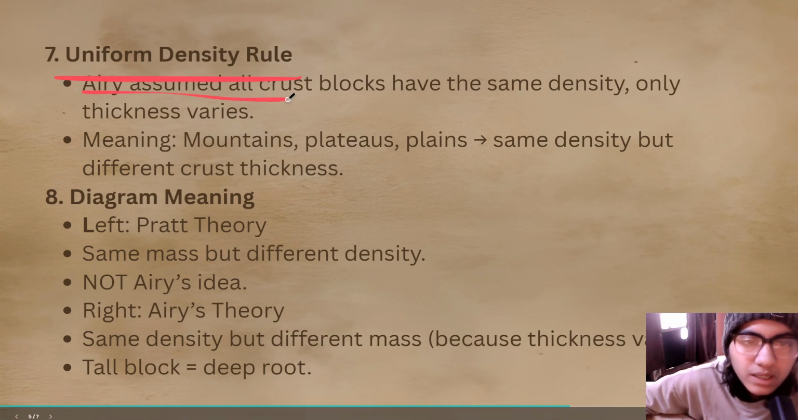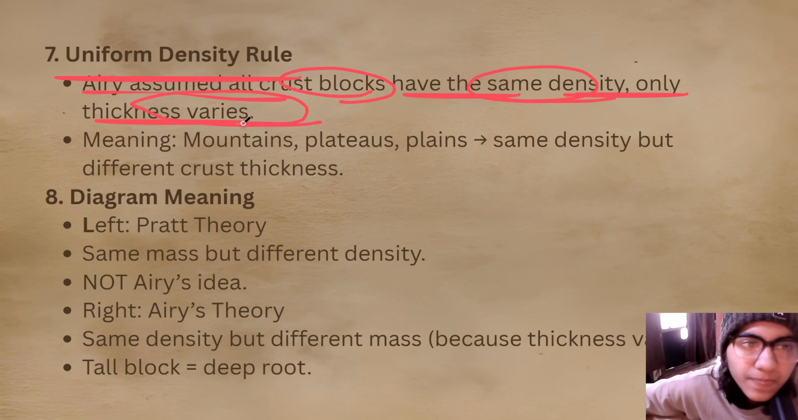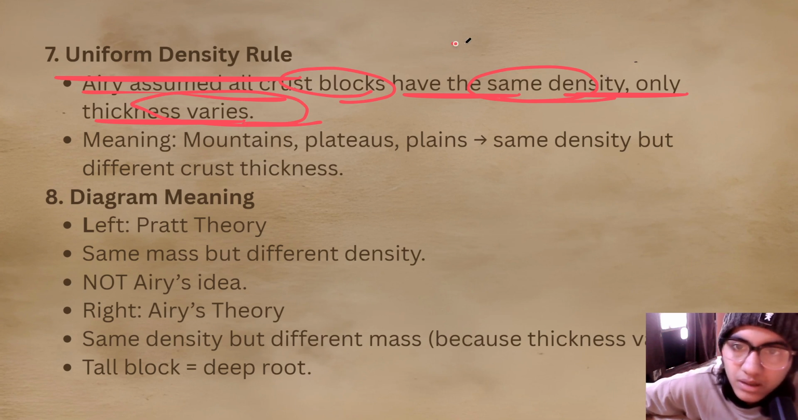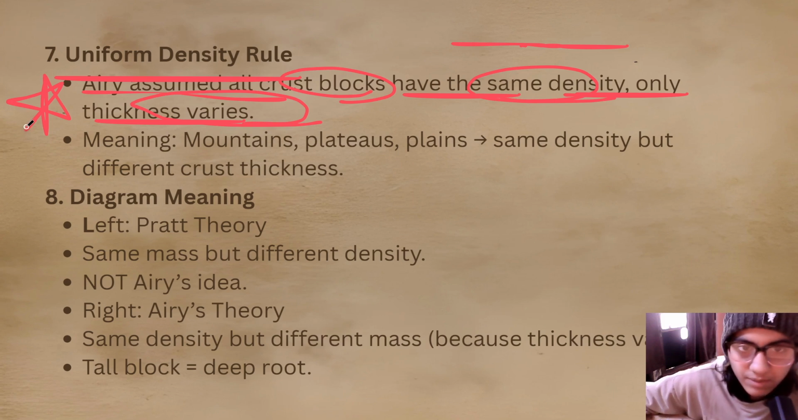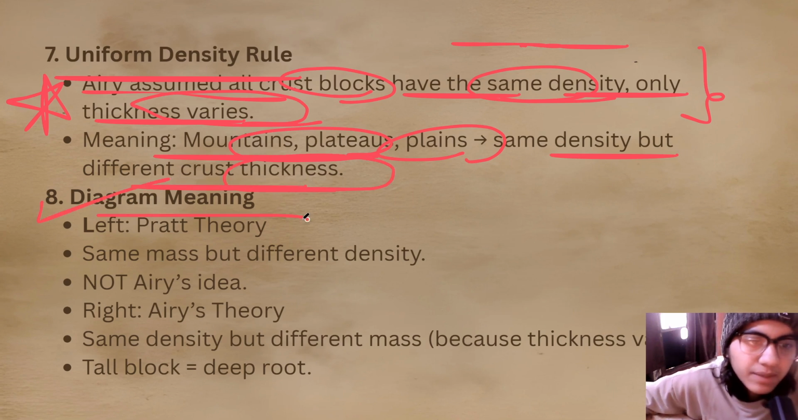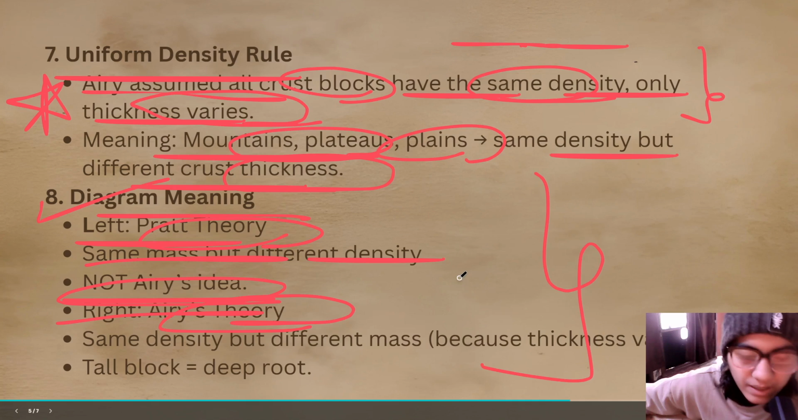Uniform density rule. Airy assumed all crust blocks have the same density, only thickness varies. That is what he believed, the main idea behind his theory, and this is very important. Meaning mountains, plateaus, plains have the same density but different crust thickness. In the diagram, left is the spread theory, same mass but different density, not Airy's idea. Right is the diagram I will explain later, when we come back to the diagrams. So right now let's move on.